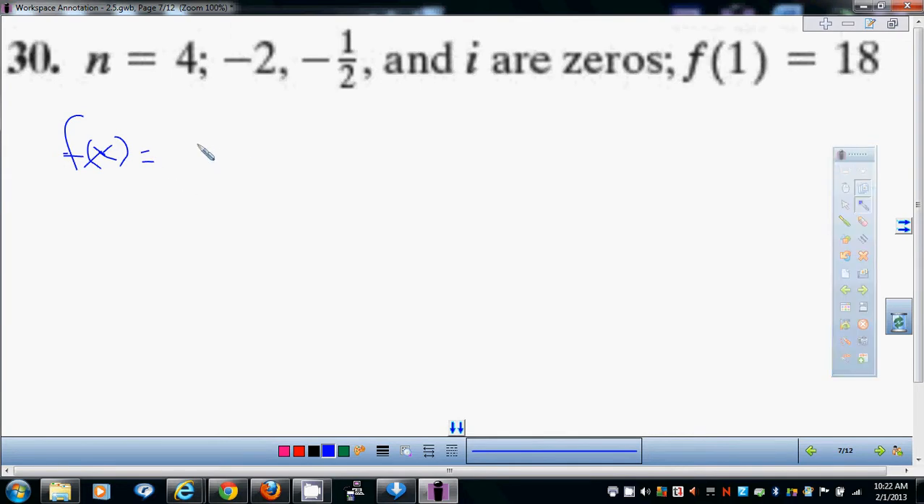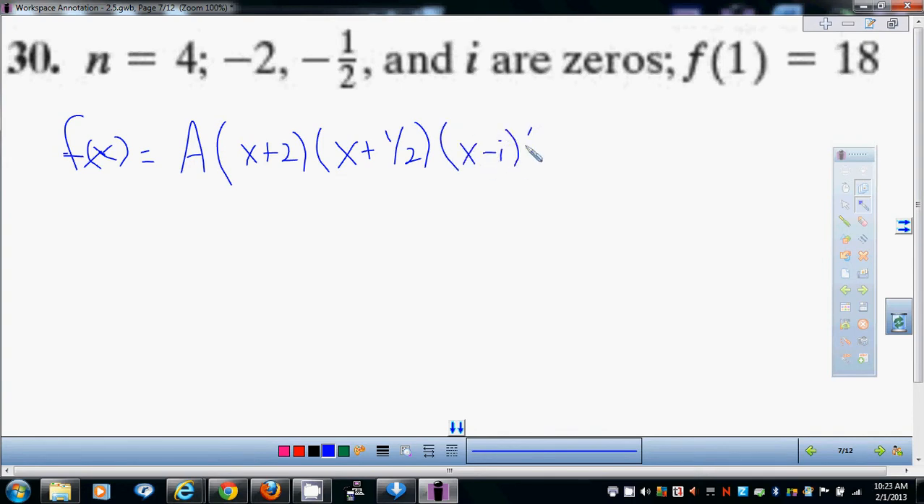A. We don't know what that's going to be. What's our first factor going to be? X plus 2. What's our next one going to be? Very good. Just the opposite of these two. And then our last two are those two imaginary.